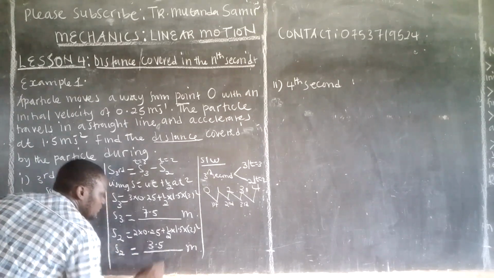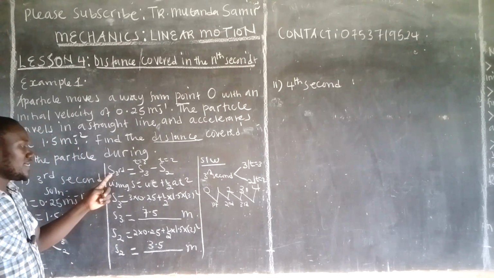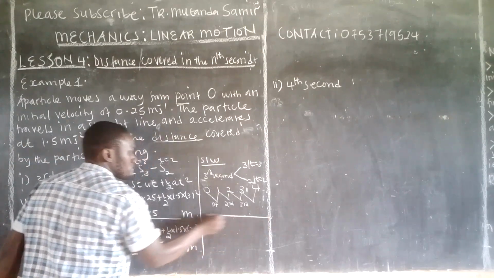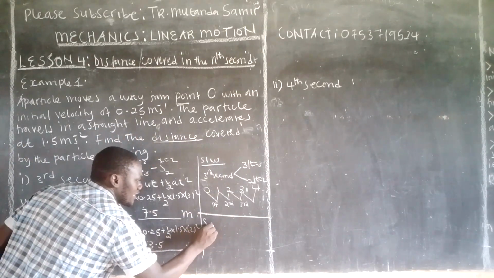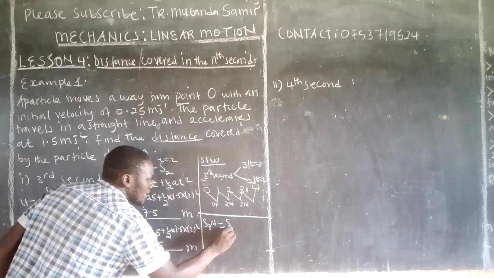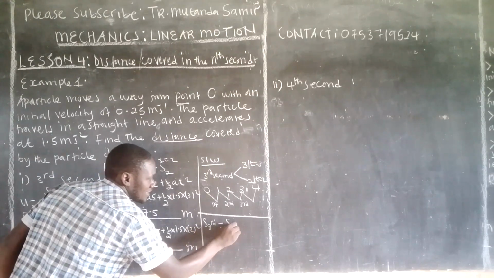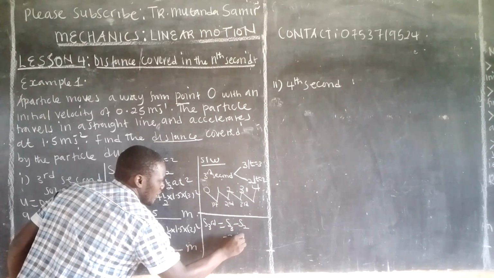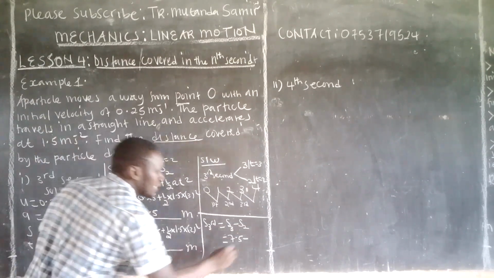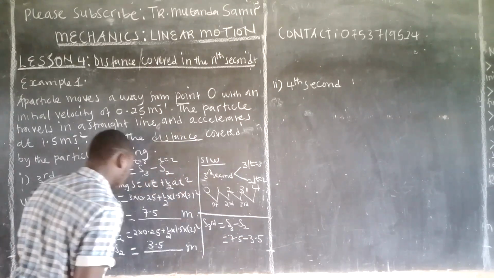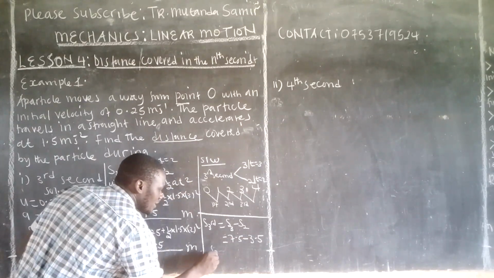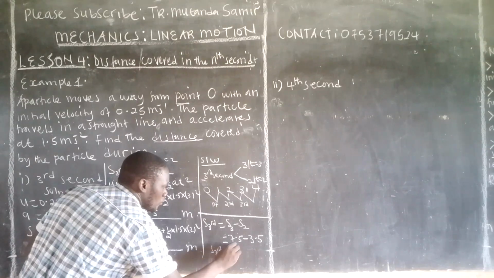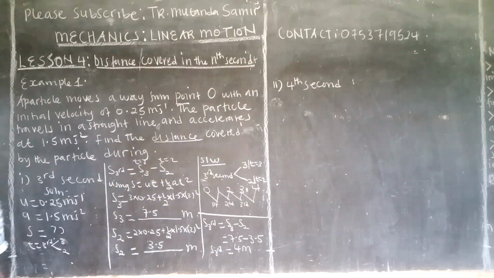Our S2 is 3.5 meters. But our final answer must be the distance covered in the 3rd second. So I'll say the distance covered in the 3rd second is equal to the distance covered when the time is 3 seconds minus the distance covered when the time is 2 seconds. And this will be 7.5 minus 3.5. So the distance covered in the 3rd second is equal to 4 meters. And with that, you will have successfully answered that.